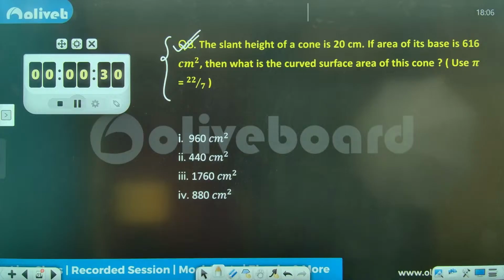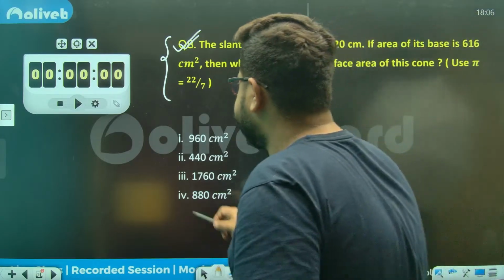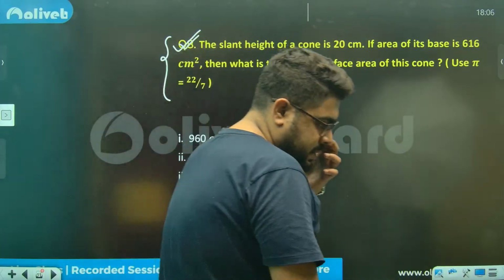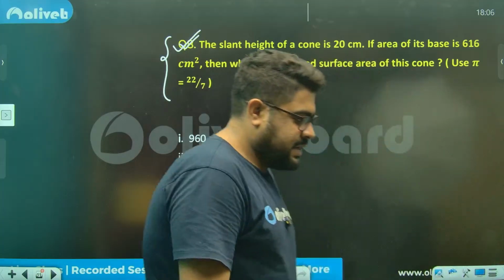Sir, please solve. 40 seconds time. Please solve this, sir. Jaldi se, sir. Anyone? Any answers whatsoever? Chalo, let's see.